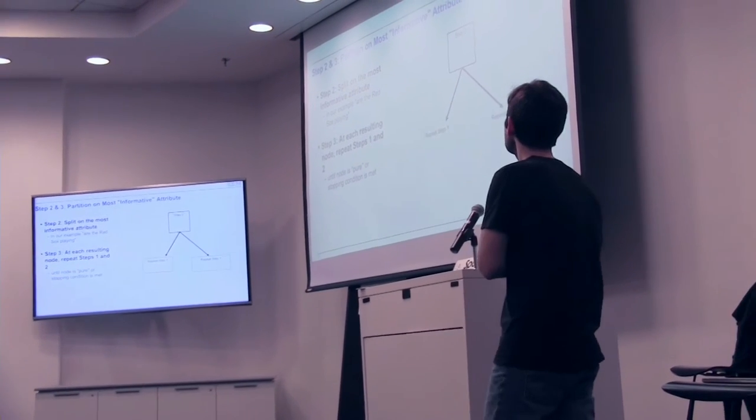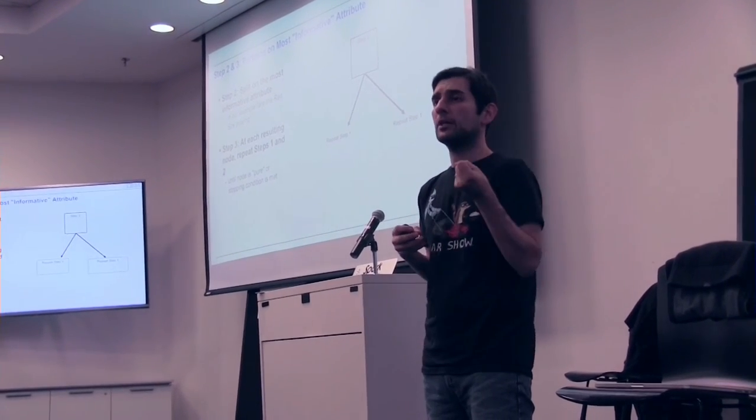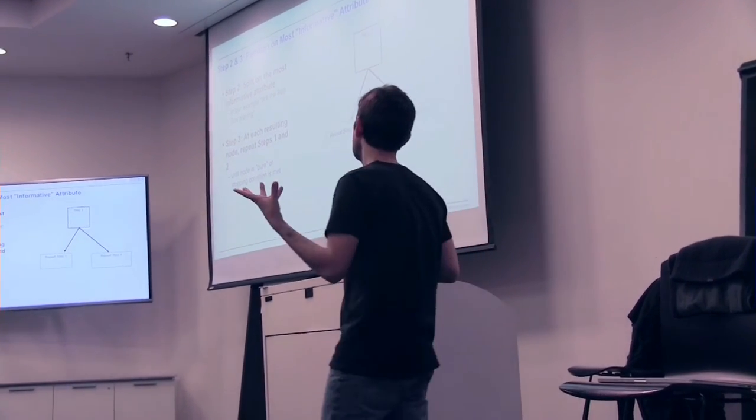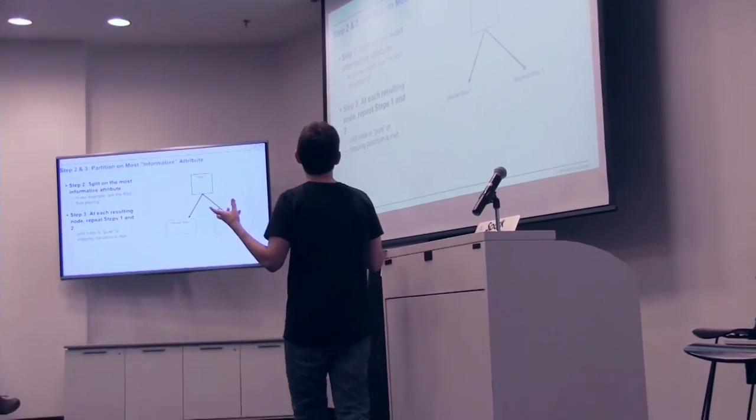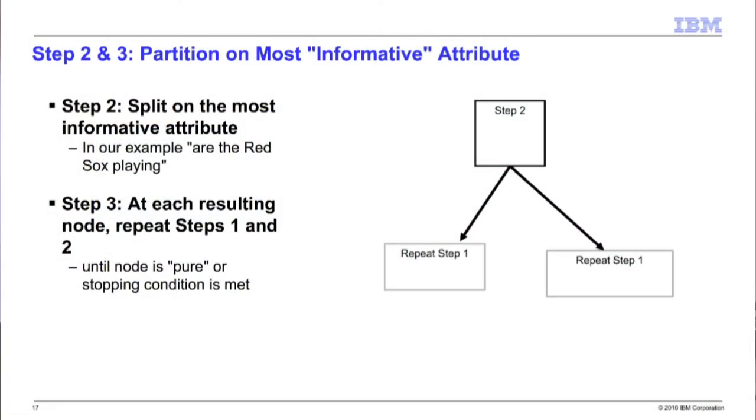So when the algorithm goes through and does all that counting and sees which value is the most informative, it's going to say, okay, split all the data on that column. So all of the Red Sox playing on one side, the Red Sox not playing on the other side. So that's how we get our split.